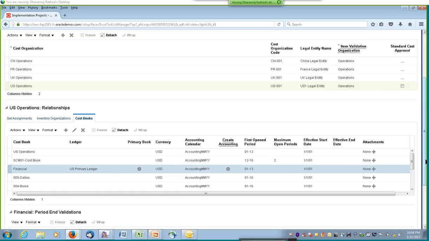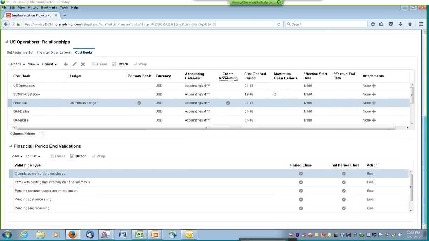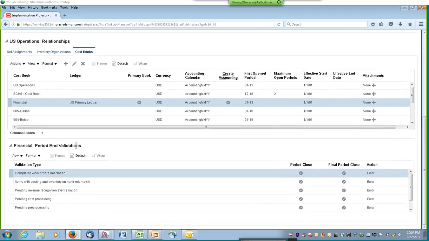There is another setup here, and that setup is called period end validation. So this period end validation is in context of your cost book. So you can look at it and say, completed work order but not closed, what do you want to do? You want to error it out. So if there are any work orders which are completed but not closed within that period, what do you want to do? You want to show it as an error. All right. Likewise, you could have various other validations. You can go add it.